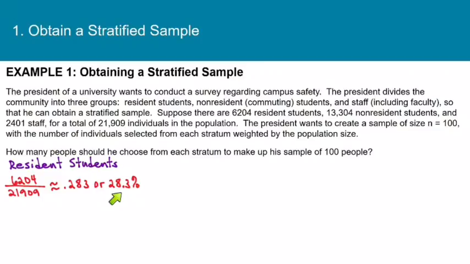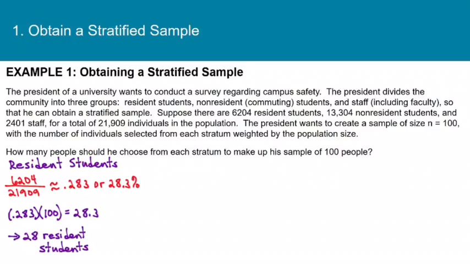But whenever we calculate, we have to remove the percent symbol anyway, so you may as well just stick with this proportion number. So now take the proportion and multiply that by the sample size that you want. And so 0.283 times 100 gives us 28.3 people from the resident student stratum. Now, two things. One, we have to round this number because you can't have 28.3 people. It has to be a whole number. So let's round that off to 28 resident students.